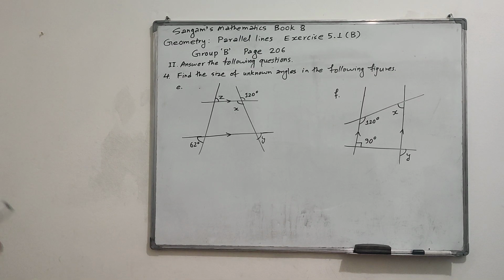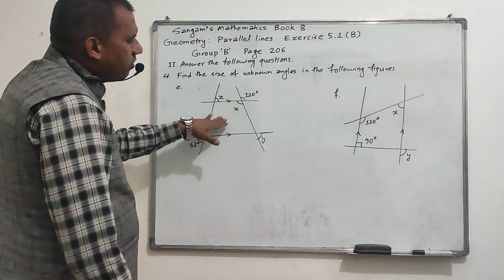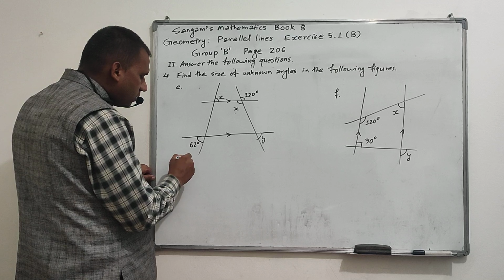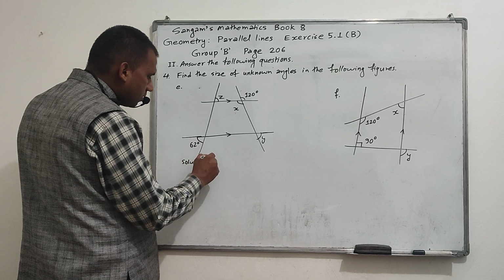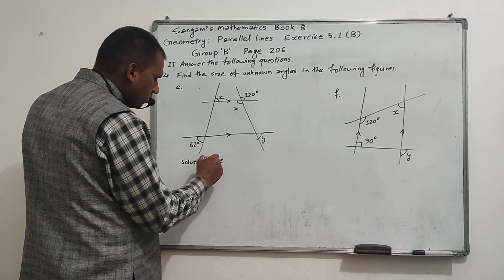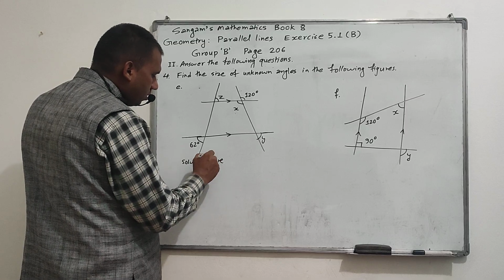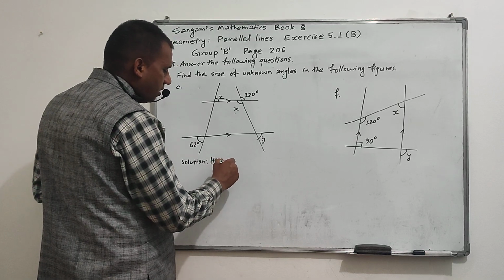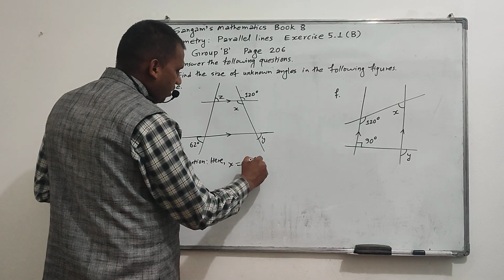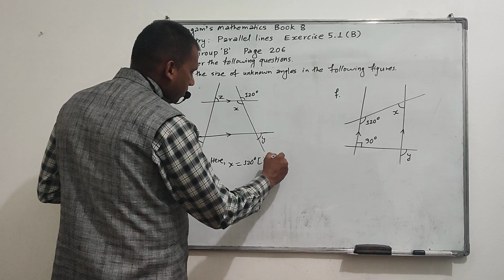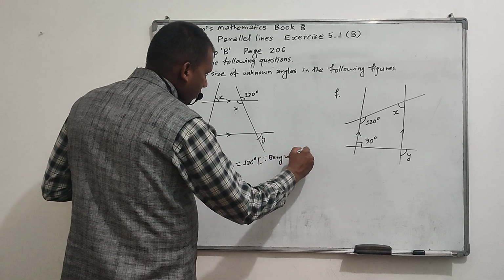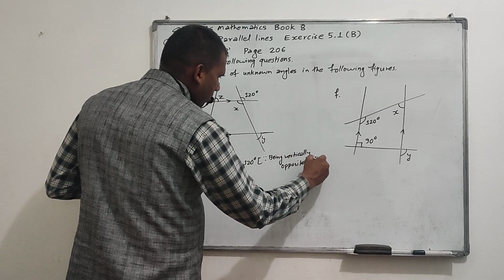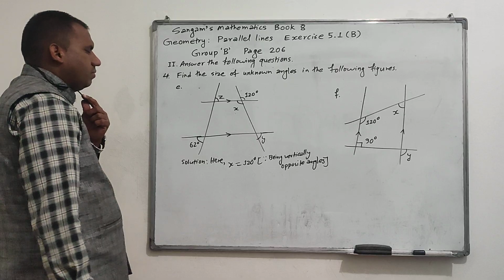Okay students, now next question. For E, on this figure we have to find the values of x, y and z. Here x and 120 are vertically opposite angles, so we can write x equal to 120 degree, being vertically opposite angles.